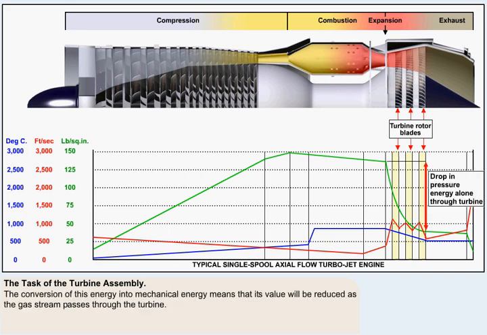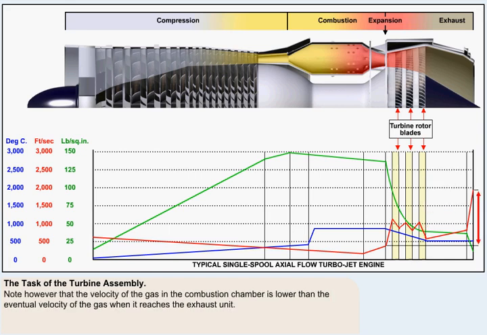The conversion of all these forms of energy into mechanical energy means that their values will be reduced as the gas stream passes through the turbine. Nevertheless, having said that, the velocity of the gas in the combustion chamber is lower than the eventual velocity of the gas when it reaches the exhaust unit.